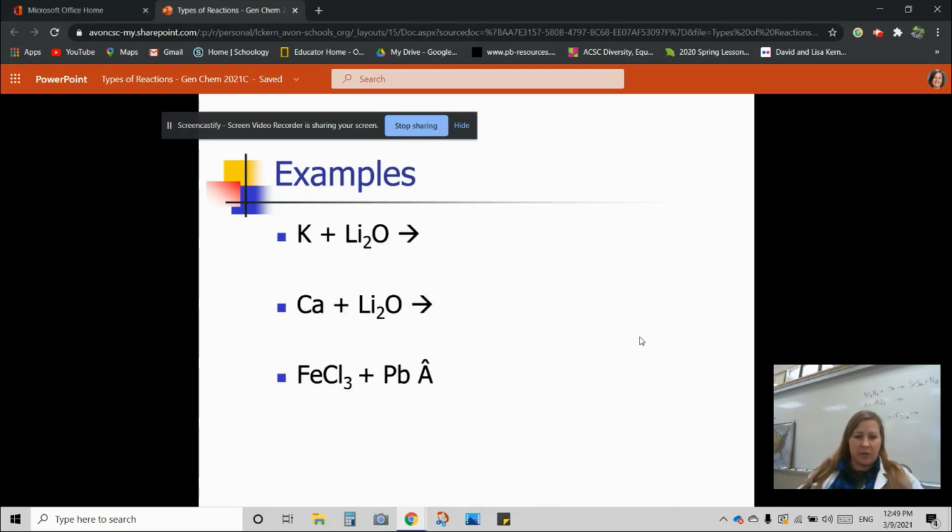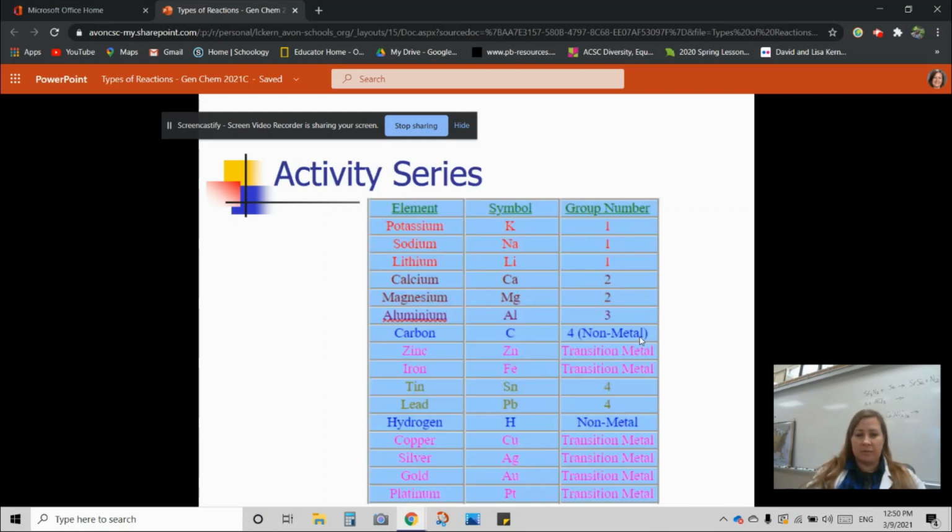So let's do an example here. We've got K plus Li2O. If you look at the charges on your periodic table, you'd find that K would be a +1 ion, and lithium is going to be a +1 ion also, and oxygen is a -2 ion. So it's possible that potassium and oxygen would like to bond together because it's a +1 and a -2. So we're going to check and see, is potassium strong enough to kick out lithium in this bond with oxygen?